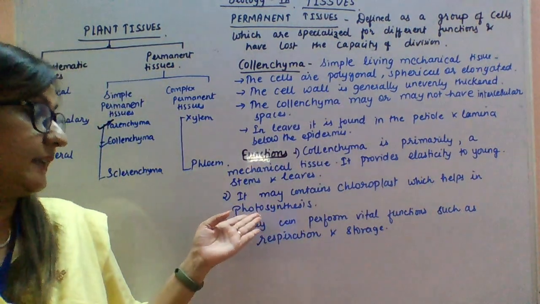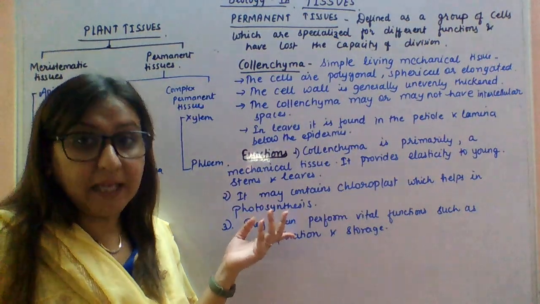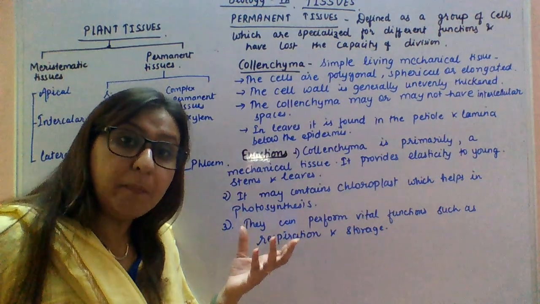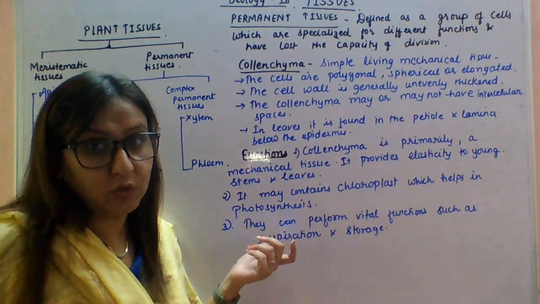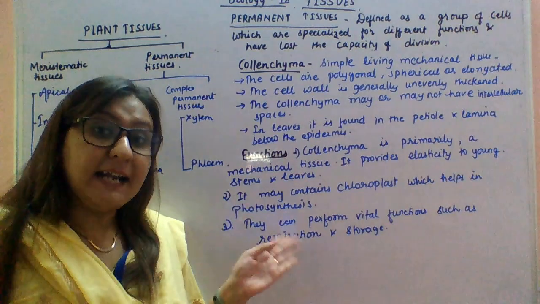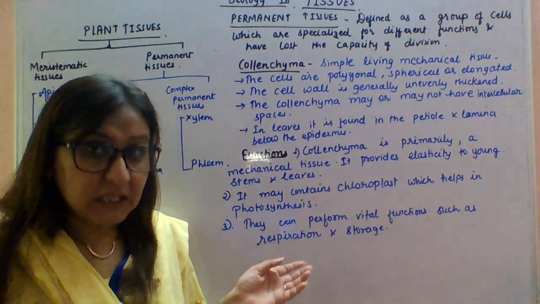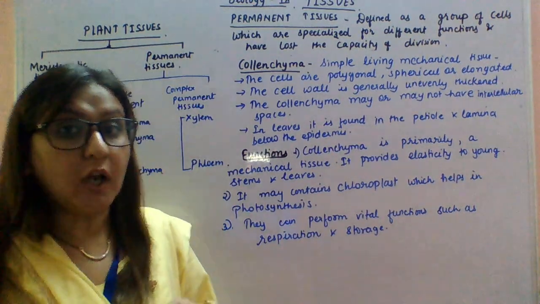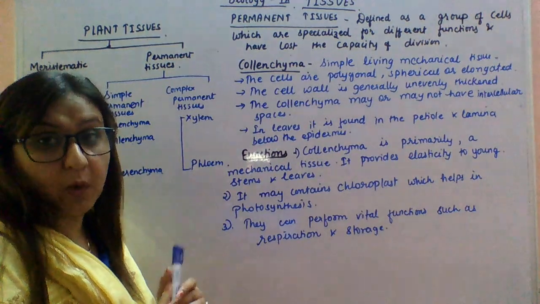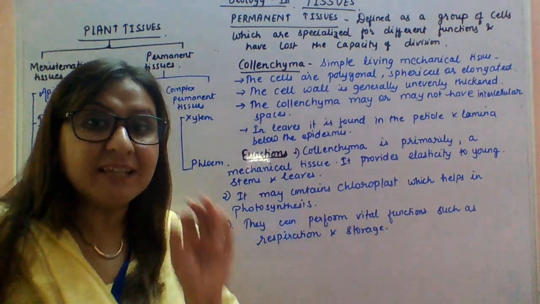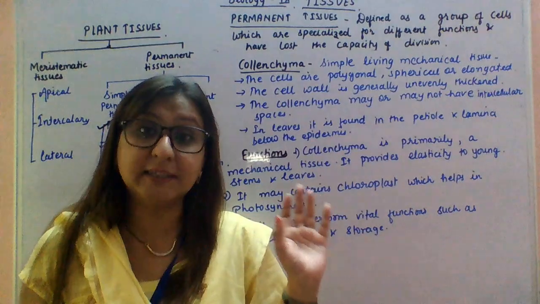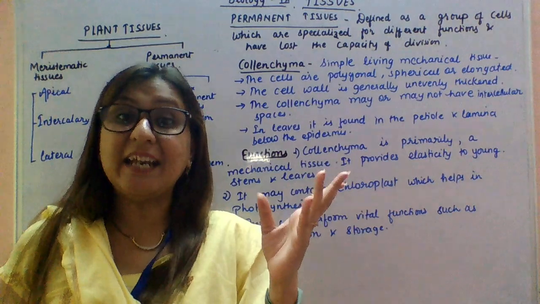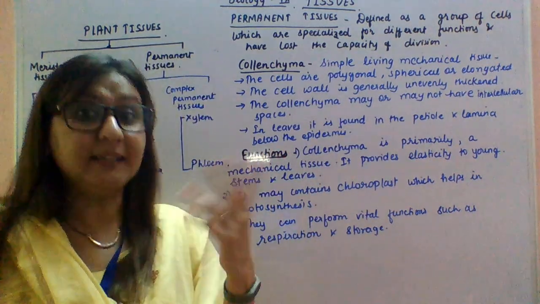Also, in some collenchymatous tissues chloroplasts are present, and where chloroplasts are present, they also help in the process of photosynthesis. And last, they also perform vital activities like respiration and storage. The basic function of these collenchymatous tissues is that they provide flexibility to the plant, so it enables the plant to bend in different directions.